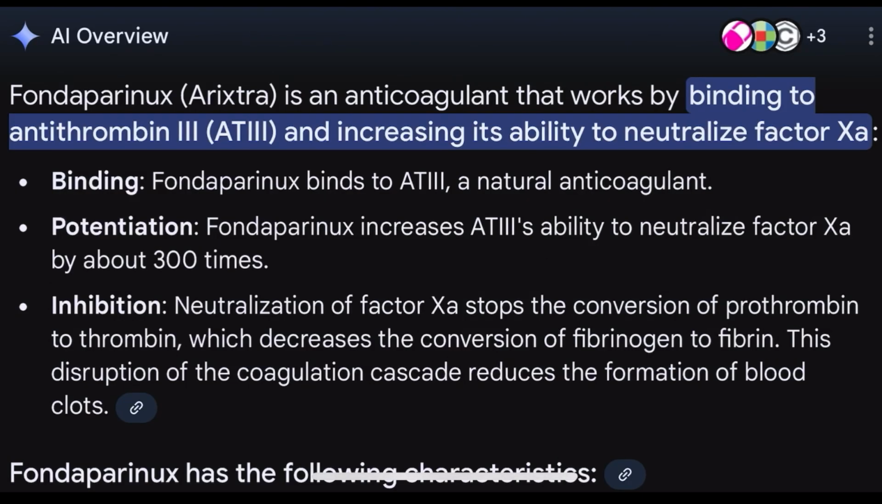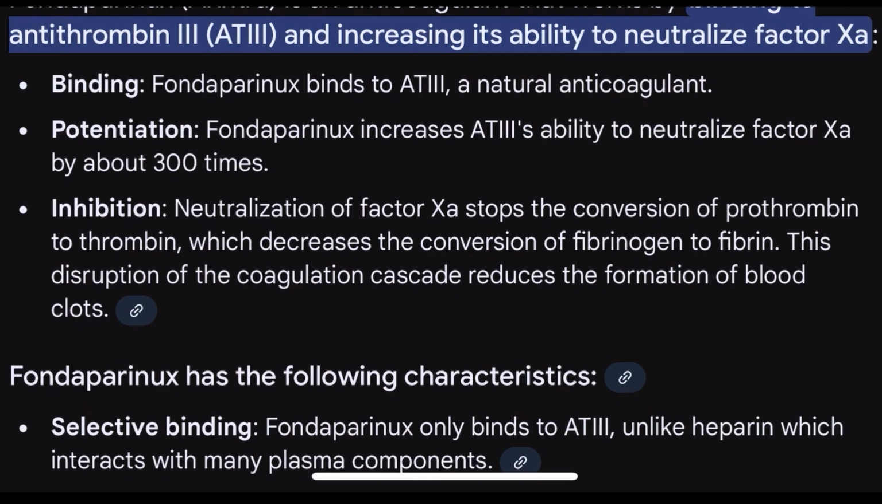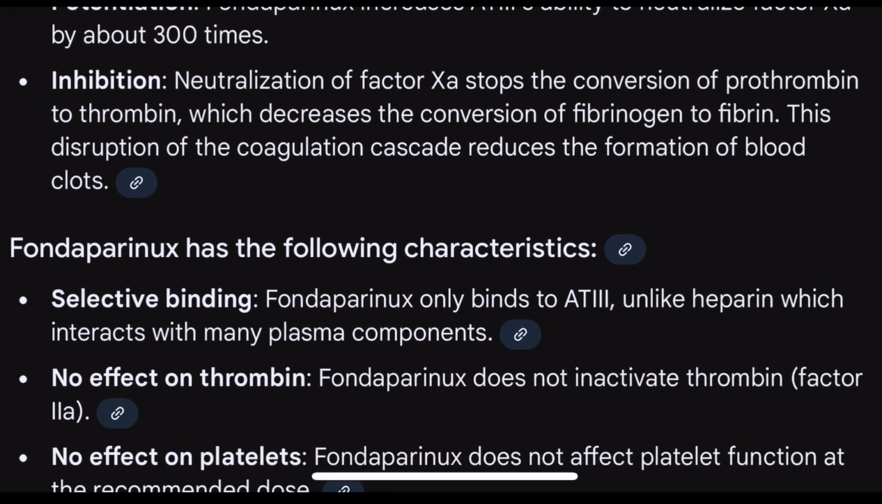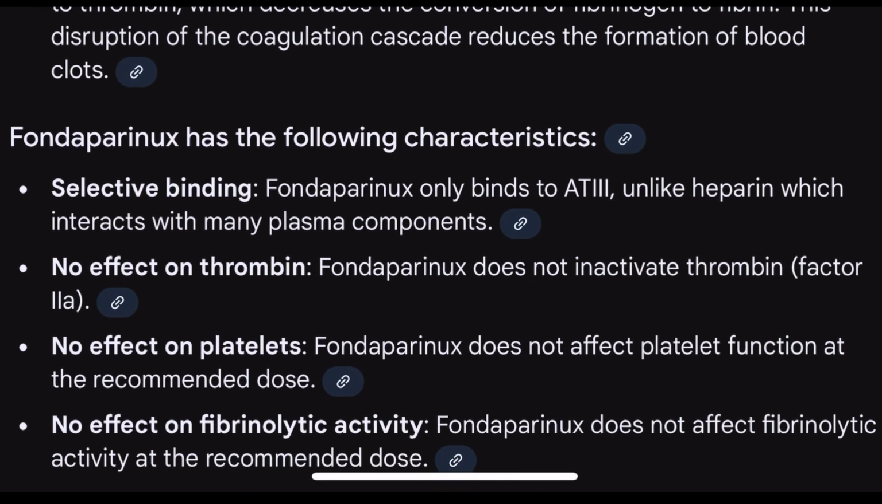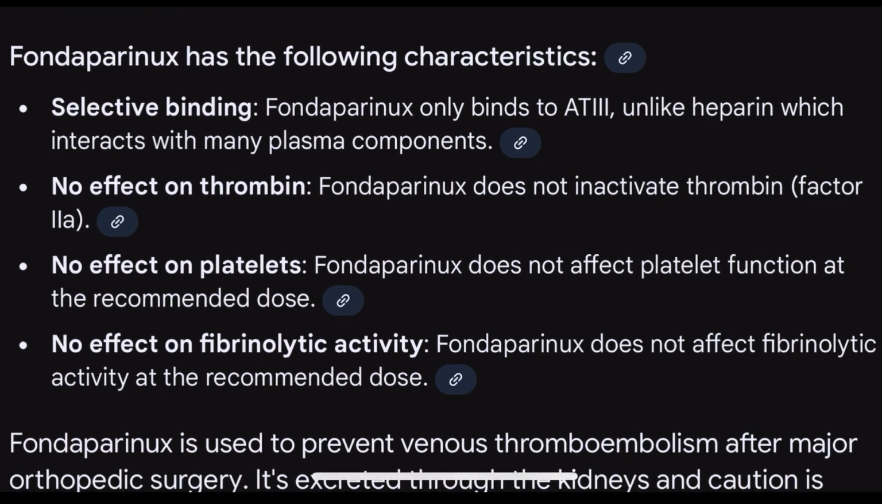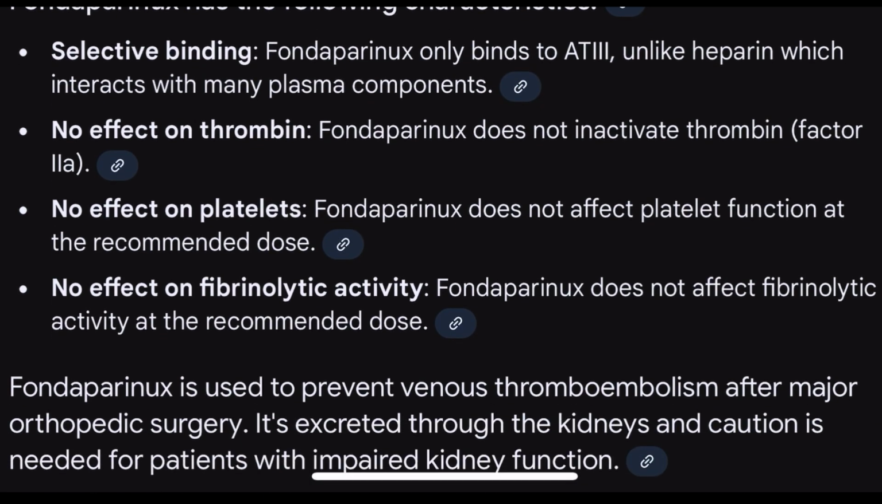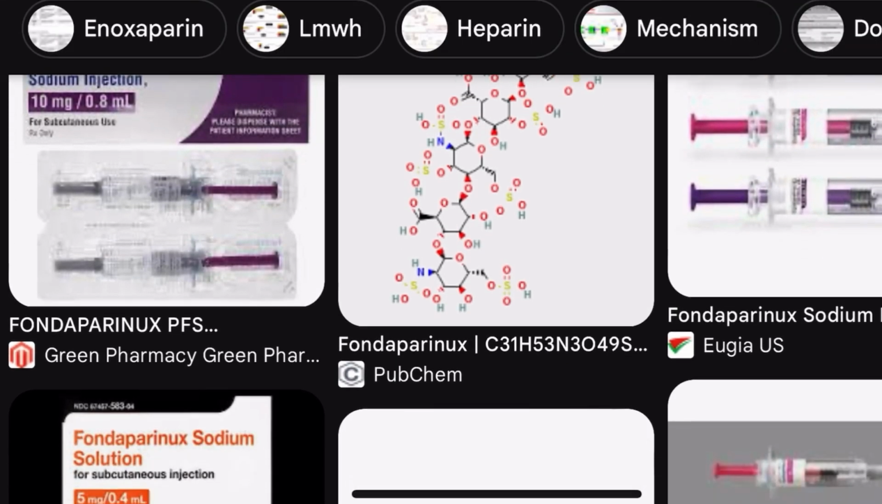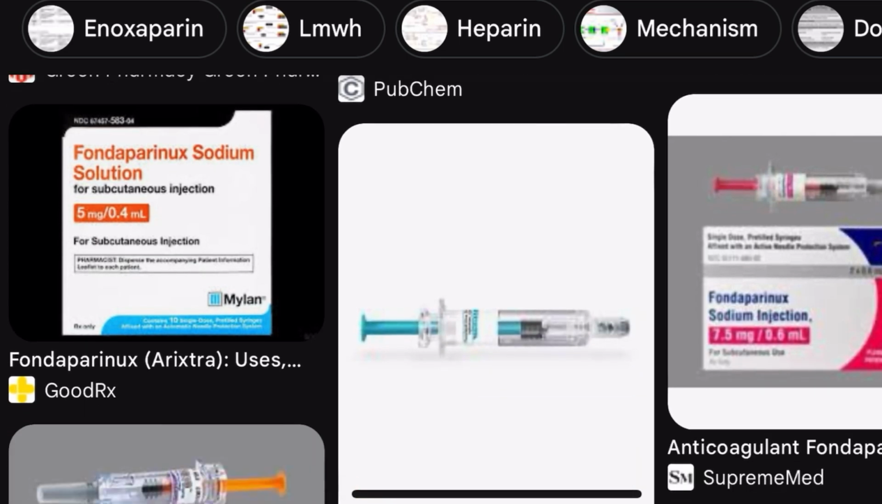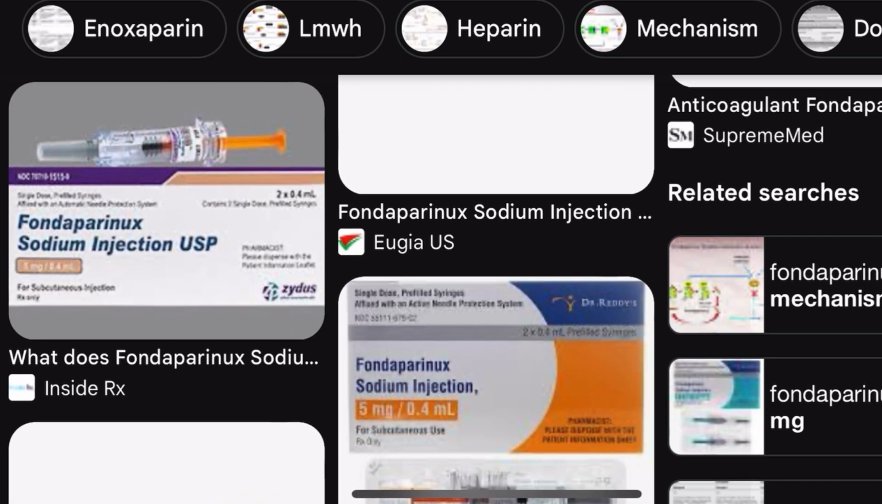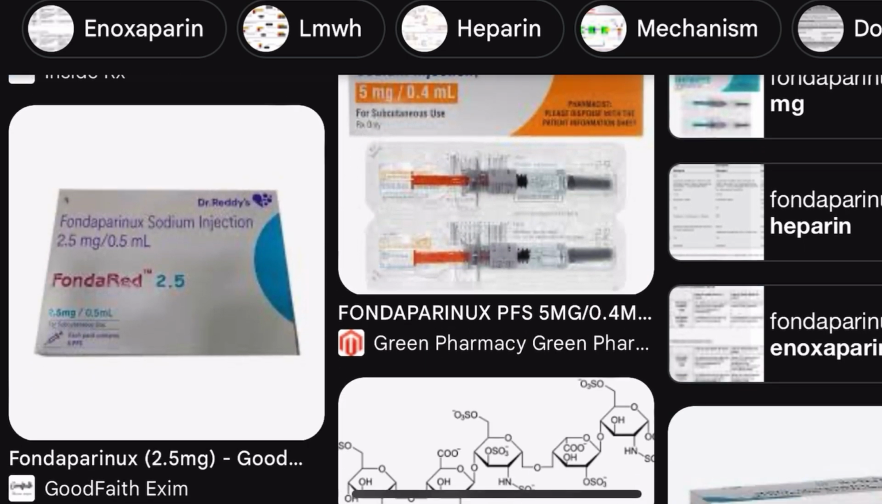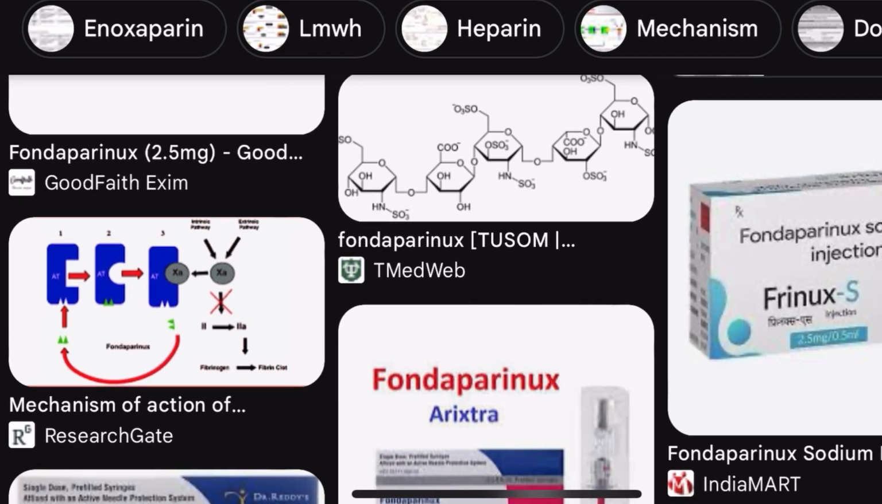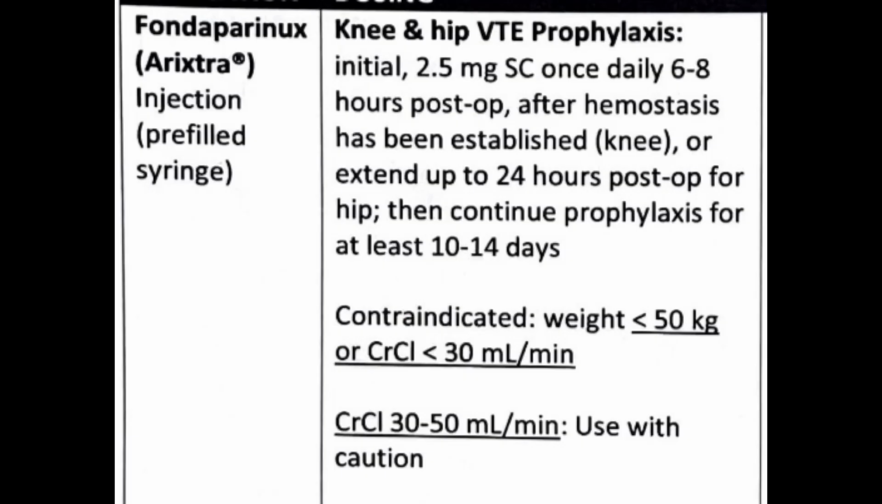There's one indirect factor 10A inhibitor, which selectively inhibits factor 10A via antithrombin 3, so it's not direct; it works through antithrombin 3. It's fondaparinux, Arixtra. It's 2.5 milligrams sub-Q daily, every 6 to 8 hours for knee, but it's going to be every 24 hours for hip post-op, for at least 10 to 14 days.